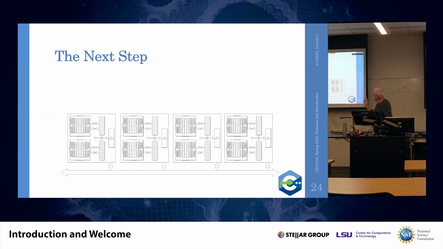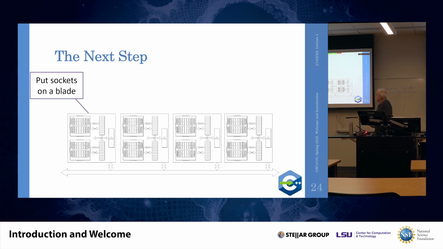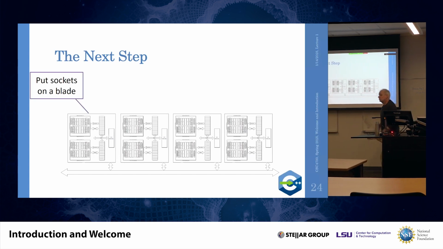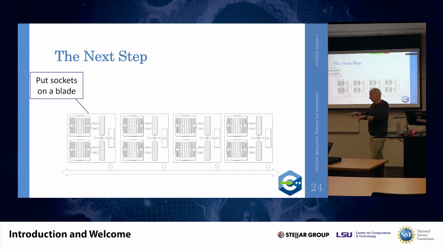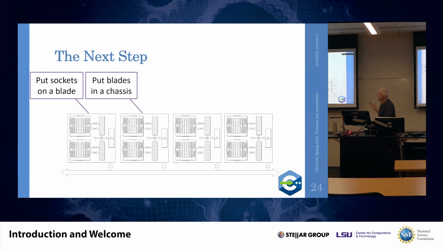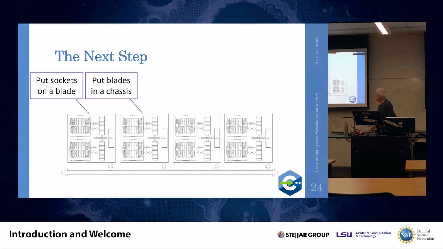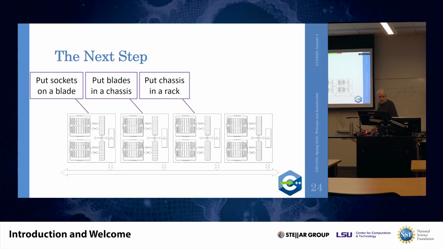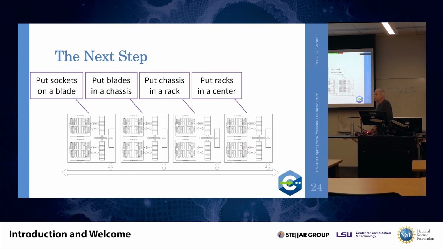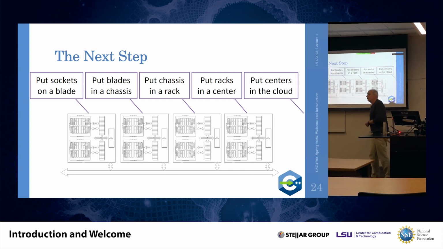For now, just acknowledge that there are GPUs. So what are the next steps? The next steps are that you put sockets on a blade. You have not 1 socket, you have not 2, you have 4 sockets on the same motherboard. Then you put the blades in a chassis. So you have not 2 blades, you have many of those. Then you put many chassis in a rack. And then you put many racks in a data center. And then you put the data center on the cloud.